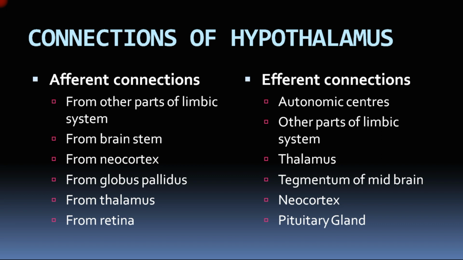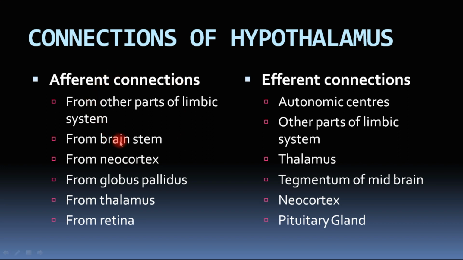So when we look at the connections of the hypothalamus, they can be divided into afferent connections and efferent connections. Afferent means the inputs coming to the hypothalamus come through those afferents, and the outputs going from the hypothalamus will be the efferent connections. So the afferent connections come from other parts of the limbic system. We will deal with the limbic system in later lectures, but the hypothalamus is an integral part of the limbic system, so it gets input from other parts of the limbic system also.